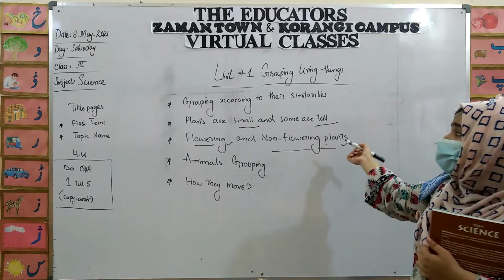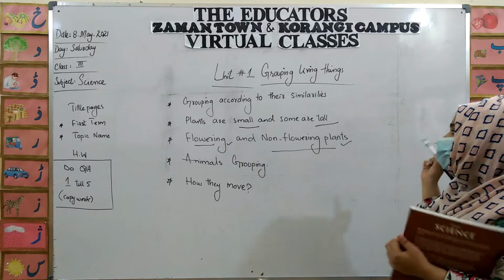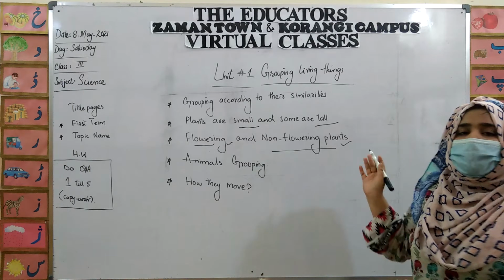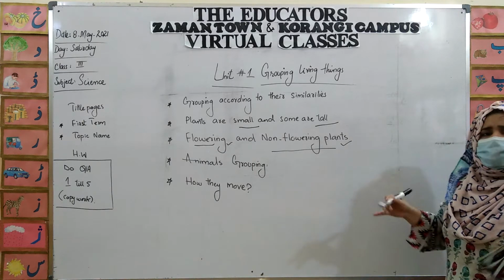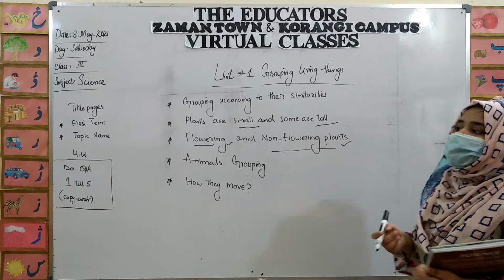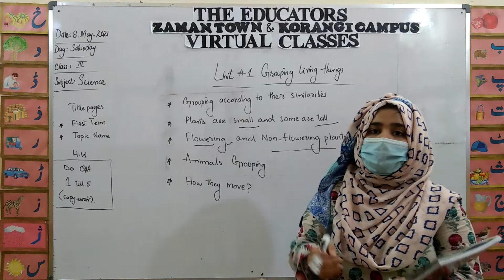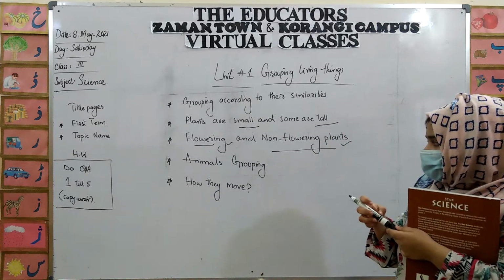The plants which are not able to produce flowers are called non-flowering plants. In the same category, we have discussed plants. Now we are supposed to discuss animals. Definitely, we have to group animals also according to their similarities and differences.